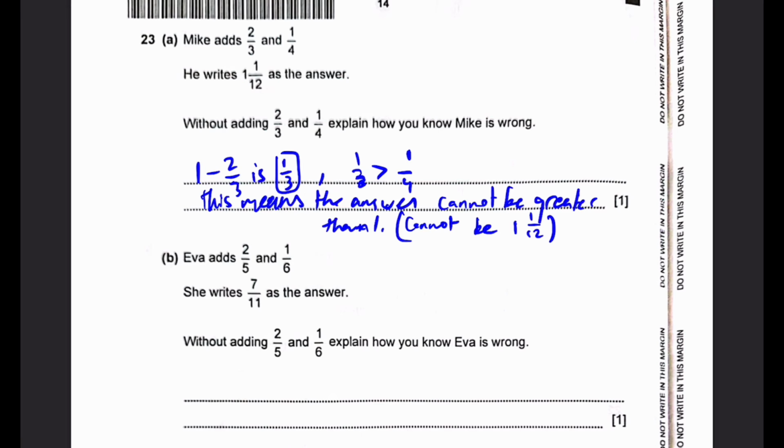Well, to add, we need the two denominators' lowest common multiple, right? Or at least we need one multiple of them, and then we can simplify. A multiple of 5 and 6 can be like 30, 60, 90, and so on. But 11 is not a multiple of 5, and it is not a multiple of 6. Therefore, Eva is wrong. 11 is not a multiple of 5 or 6. That's the answer.